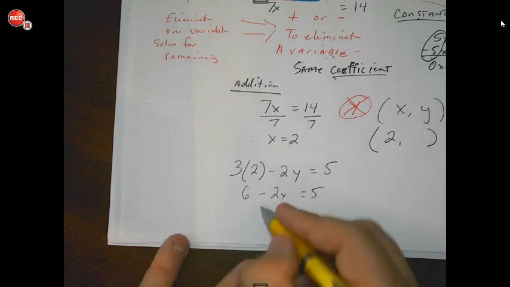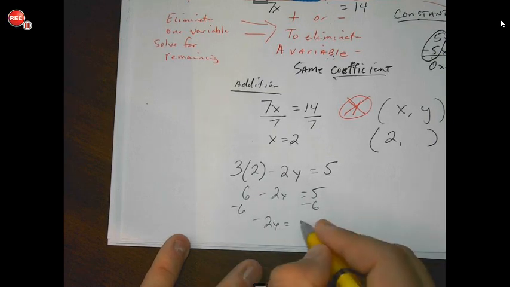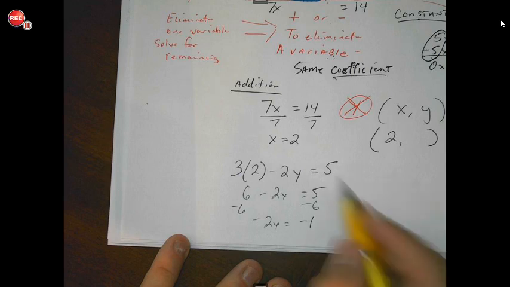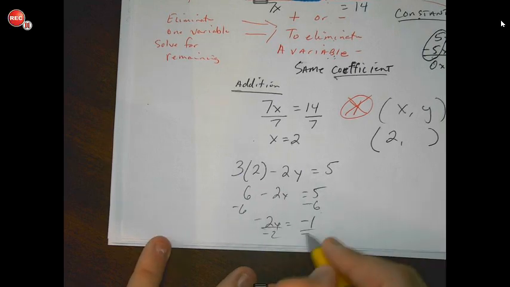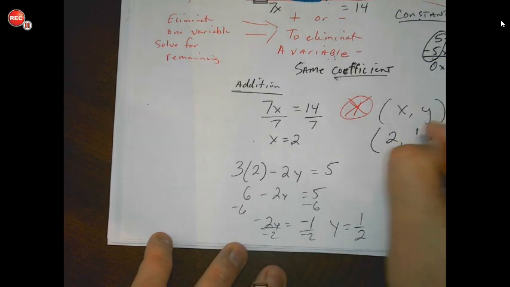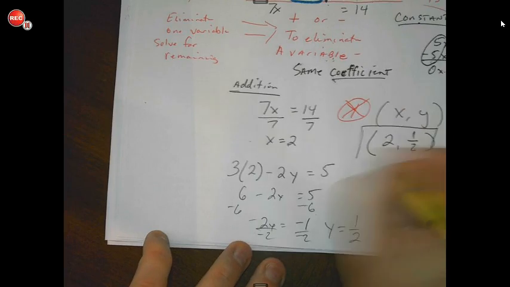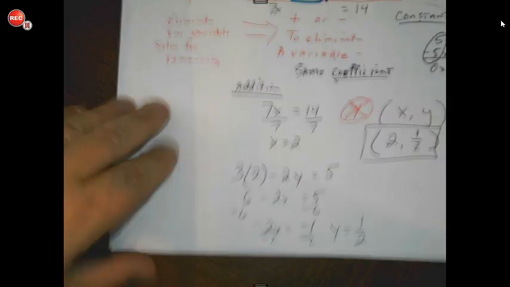Now I'm going to subtract 6 from both sides. I have negative 2y is equal to negative 1, 5 minus 6. And then I'm going to divide by negative 2, and it looks like I have y is equal to positive 1/2. And so my solution to the system of equations is 2 and positive 1/2.